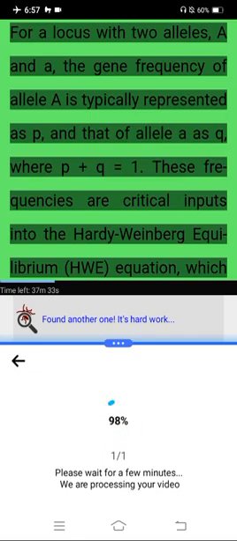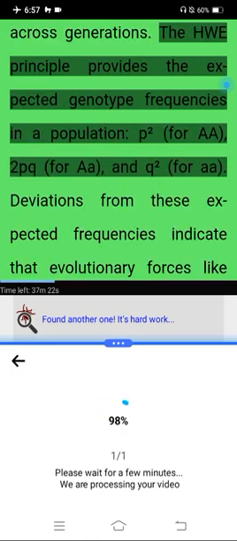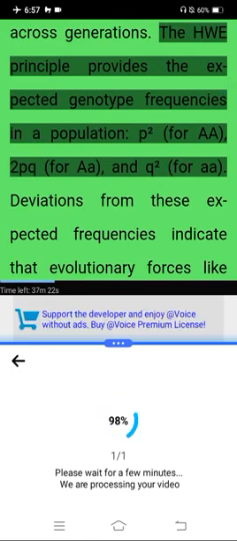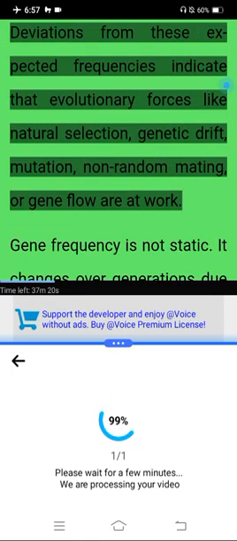These frequencies are critical inputs into the Hardy-Weinberg equilibrium (HWE) equation, which states that under certain ideal conditions, allele and genotype frequencies remain constant across generations. The HWE principle provides the expected genotype frequencies in a population: p squared for AA, 2pq for Aa, and q squared for aa. Deviations from these expected frequencies indicate that evolutionary forces like natural selection, genetic drift, mutation, non-random mating, or gene flow are at work.